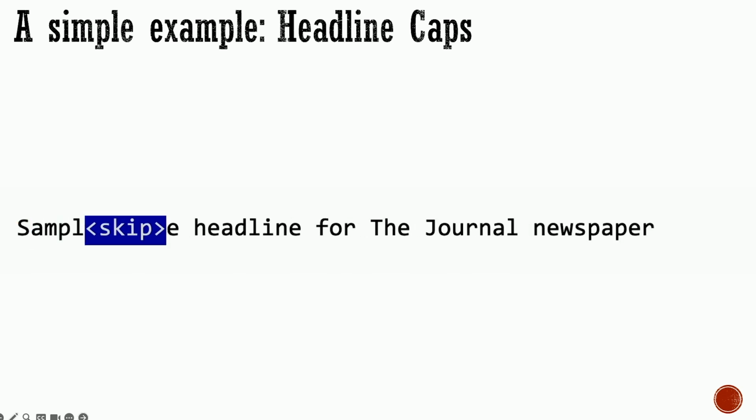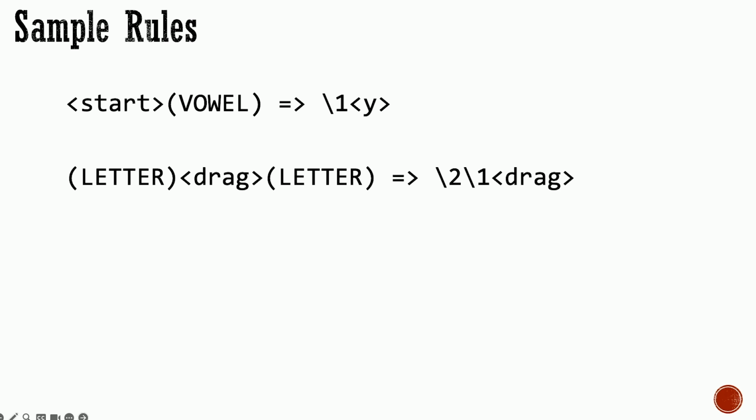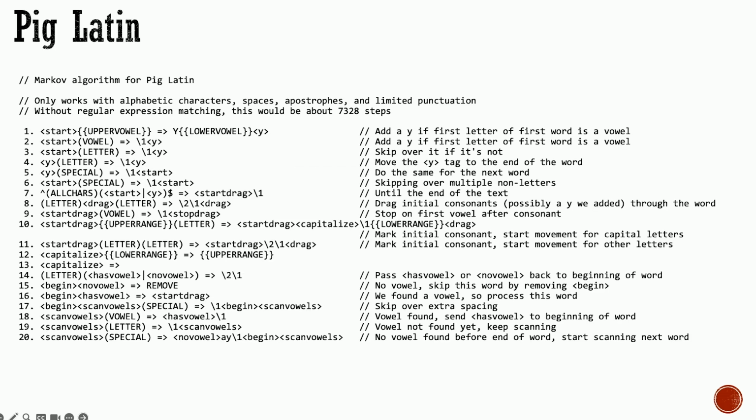So here are some additional sample rules. Take the start token followed by a vowel. Take the vowel, remove the start token, add a Y token at the end. The second one takes any 2 letters with a drag token in between, swaps the 2 letters, so 2 then 1, and puts the drag token at the end. Anyone know what's coming next? Pig Latin.